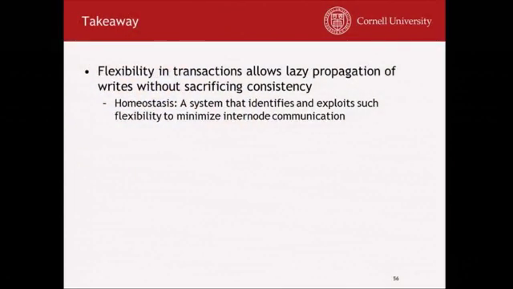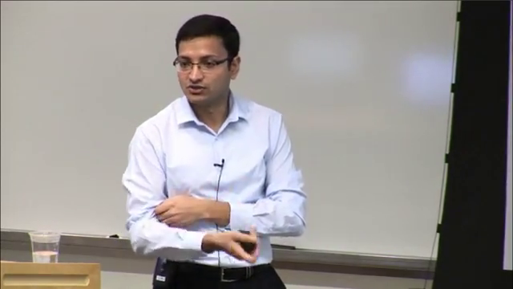So the overall takeaway is that there's a class of applications which have some flexibility in their transactions. We can exploit this flexibility to lazily propagate writes without sacrificing consistency. And I showed you homeostasis, which is a system that identifies and exploits this flexibility to minimize communication between different nodes in a distributed or replicated system.